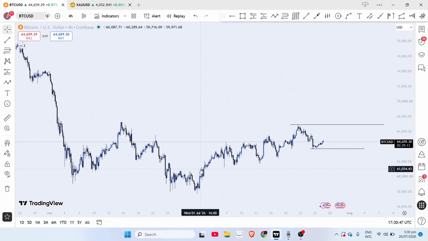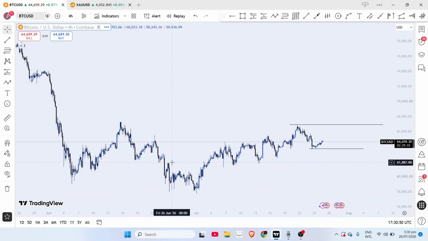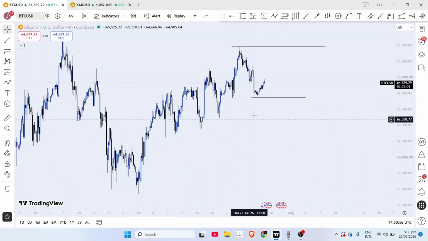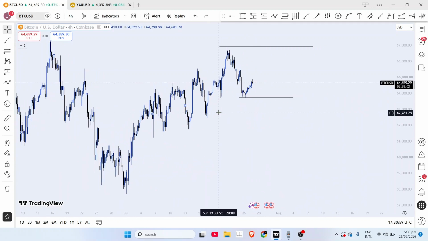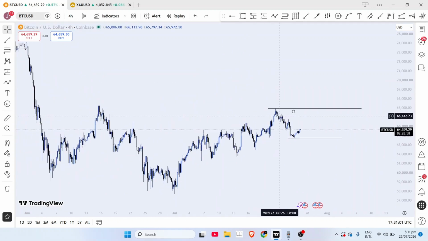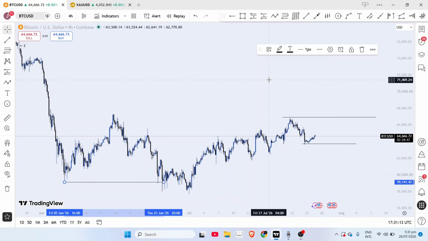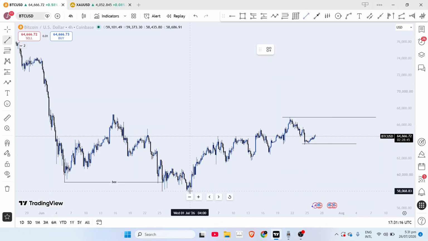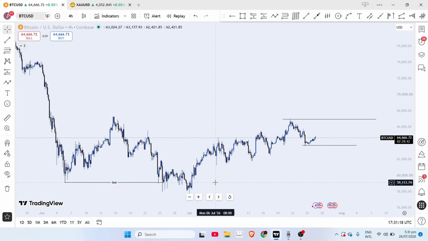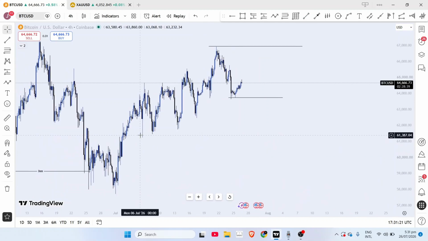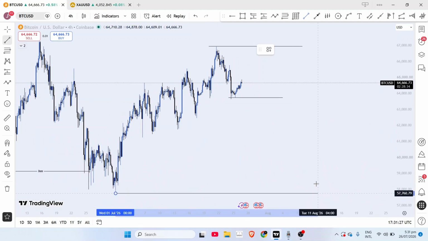we can see a series of higher highs, higher lows, higher high, higher low, higher high, and currently we are reacting from these areas. So even though the external structure is bearish, we have this break of structure here. To keep going bearish, I'll be expecting price to take out this low.